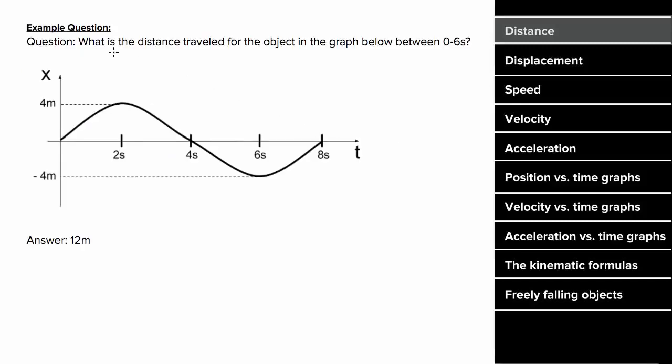Let's say you had this graph, and the question was, what's the distance traveled for the object in the graph between 0 and 6 seconds? So between 0 and 2 seconds, the object moved forward 4 meters. Between 2 and 4 seconds, the object moved backward 4 meters, and between 4 and 6 seconds, the object moved backward another 4 meters, which means the total distance would be 4 meters plus 4 meters plus 4 meters, which would give you 12 meters of distance traveled.